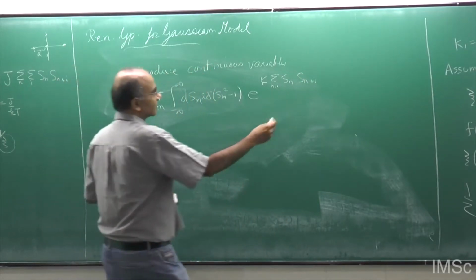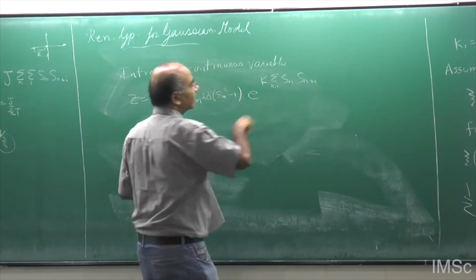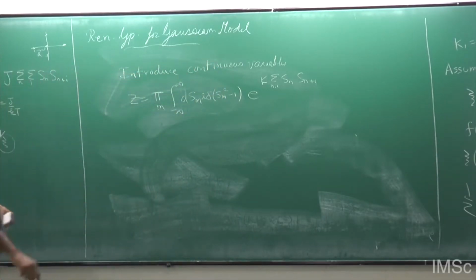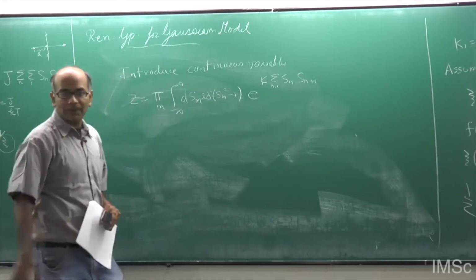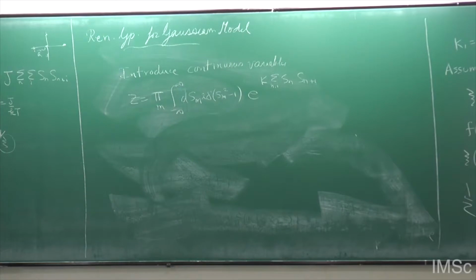Yes, so Sanatan reminded me, these are unit vectors in the various directions. So I've just imposed this as a constraint. So Sm squared is 1, so Sm is +1 or -1. Okay, that's the first step. So Sm is now a continuous variable.